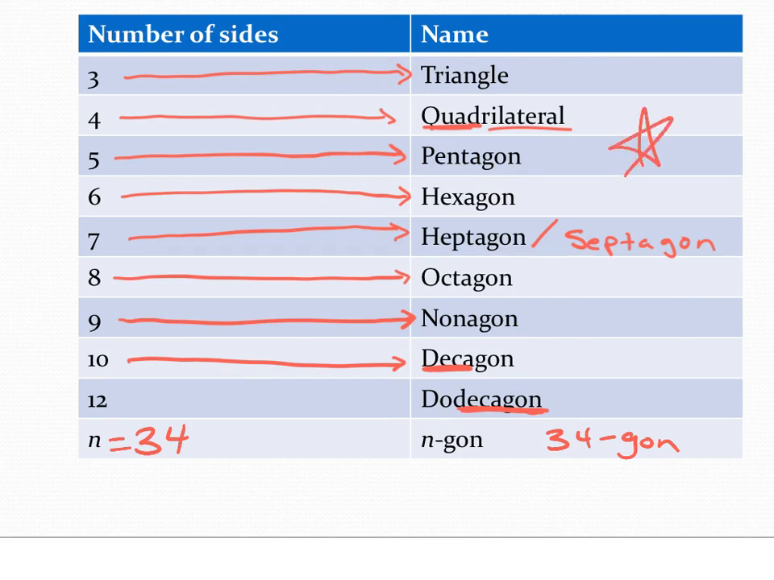I'm not saying sit there and memorize every single one. You know some of these. Pick out the ones that you don't know, and those are the ones where you ask, which ones do I need to know? Which ones do I need to work on? Yes, sir. So n can be any number above 12. Yep. So let's say I've got a 100-sided figure. I would call that a 100-gon. And a million-sided figure, a million-gon.